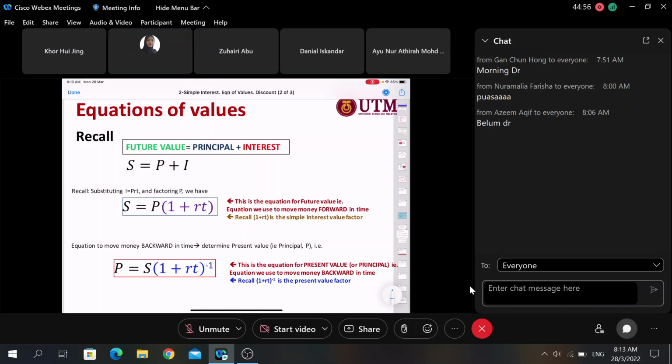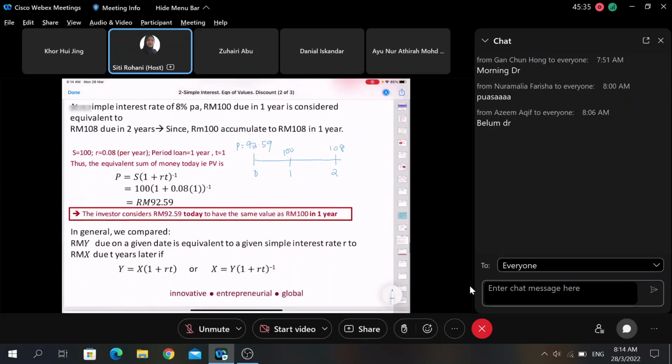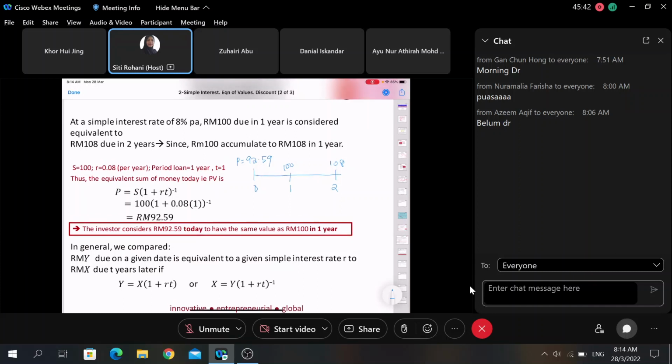And if you want to find the present value, which means we bring the money backward, then we need to discount the future value of the simple interest, which is by multiplying the future value with 1 divided by 1 plus RT. So these are the two things that you need to take note of when you are doing the equation of values. This formula is quite popular in your test and also in your final. So you need to master how to find the equation of values.